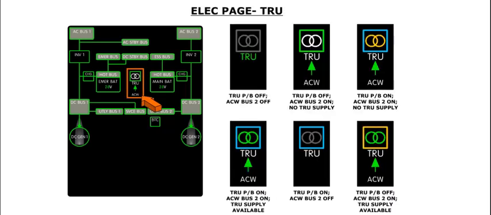The TRU is represented by a square with two intersecting circles and a TRU label, along with an upward pointing arrow and AC wild label. The 6 different possible displays of the TRU, which depend on the status of the TRU push button, the status of the AC wild bus 2, and TRU power supply availability, are shown on the screen.